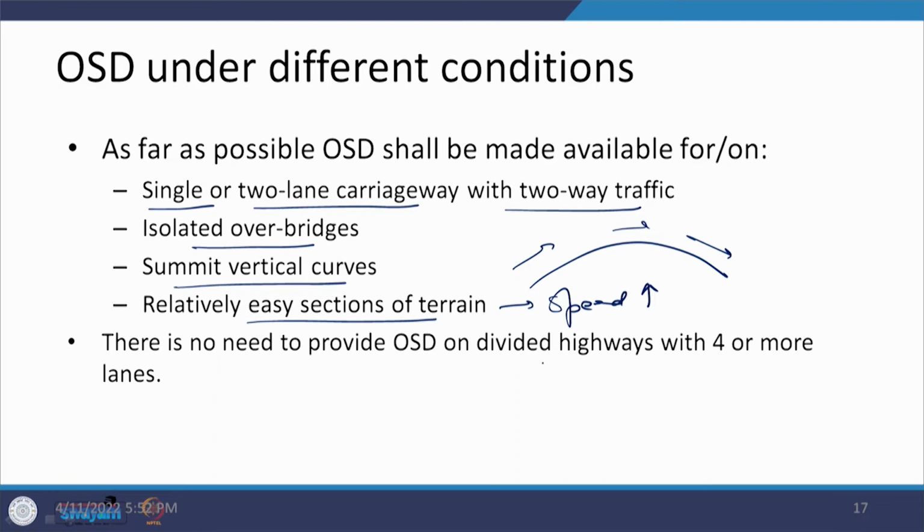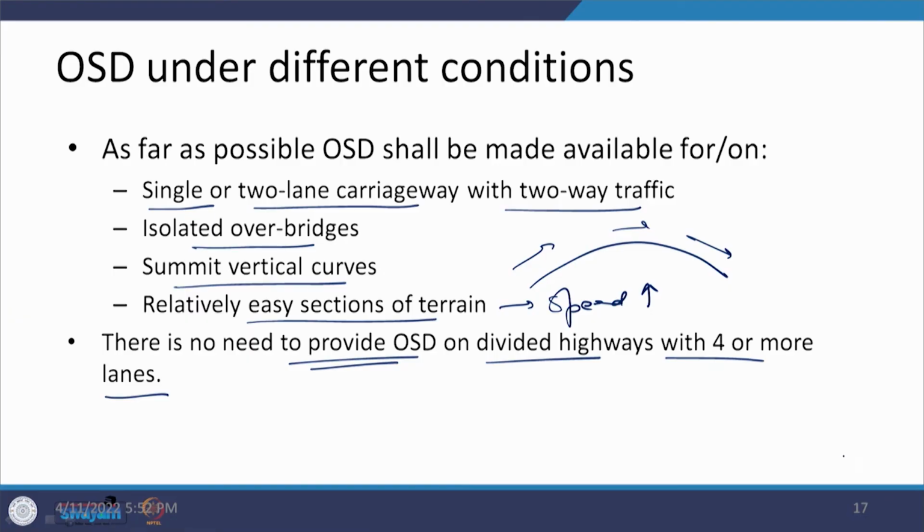In the case of divided highways with 4 or more lanes, there is no need of providing OSD, and I have shown you the photograph in the very starting for this, where there are ample opportunities to overtake because of the lanes which can be designated by the speed. And if there is a vehicle which is desiring to overtake a slow moving vehicle and the slow moving vehicle moves in the designated lane, so those opportunities are available. So, OSD is not as such looked in these cases.